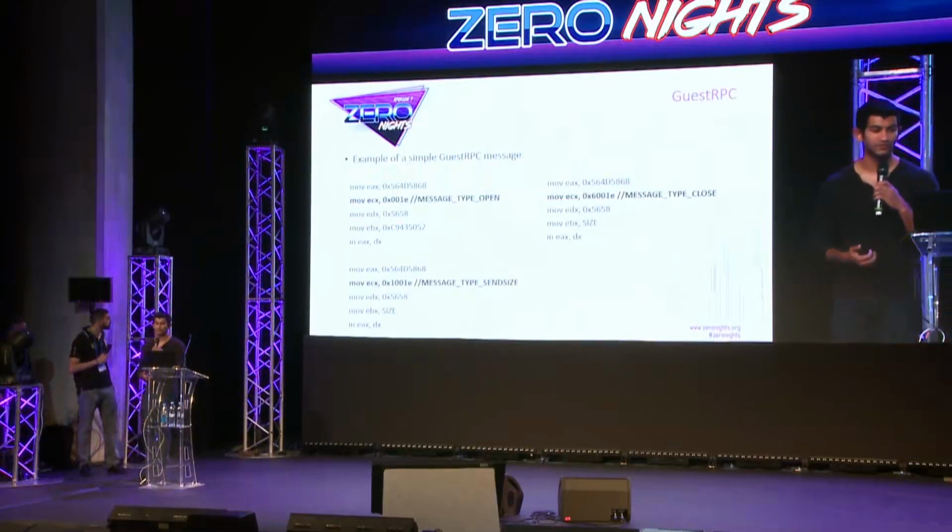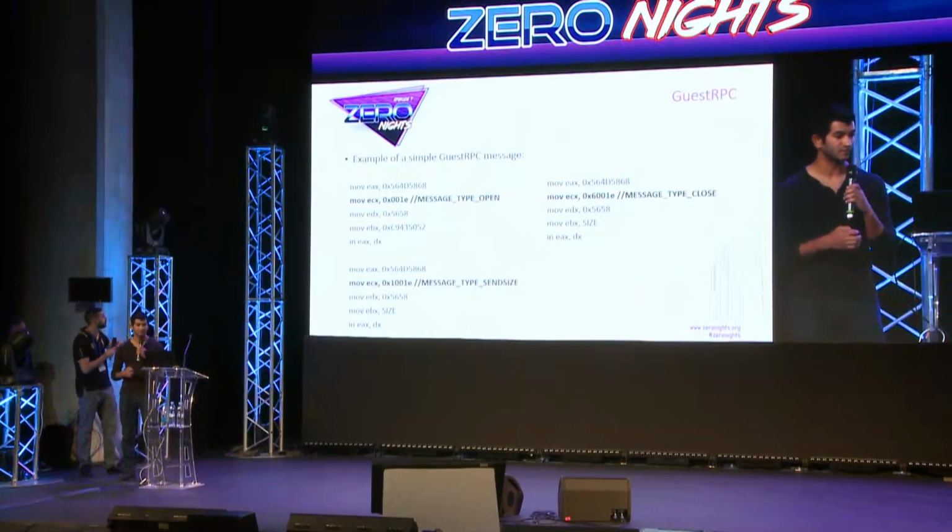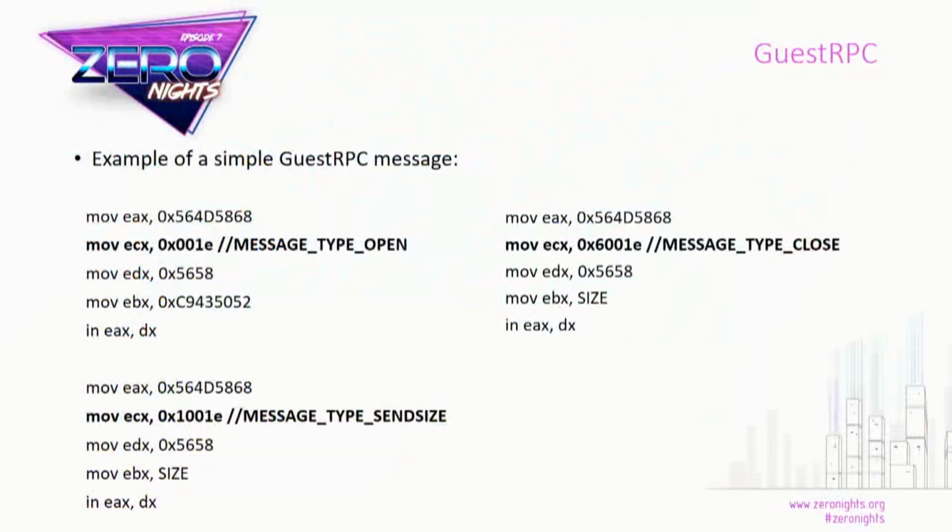So here's a few examples of what a simple guest RPC message looks like. You have this message type open, where it's actually being sent as the upper half of the value that's being put in ECX. The lower half is hex 1e, which is saying backdoor command. So if you look at the bottom one, there's message type send size. That was 1 in the enum. So the upper half is 1, the lower half is hex 1e, and then message type close is 6. So upper half is 6, lower half is 1e.